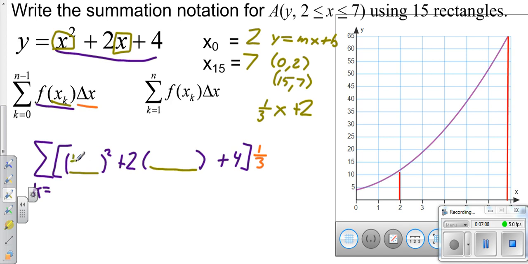So we're going to go 1/3. Our variable is k, plus 2. And we put it in our other x location. Now, if we were looking at a left endpoint, we would put a 0 here, and we would go to 1 less than the number of rectangles. This is your summation notation for your left endpoint. If you were looking at right endpoint, none of this changes, and you would have a 1 here, and then you would go to the number of rectangles.